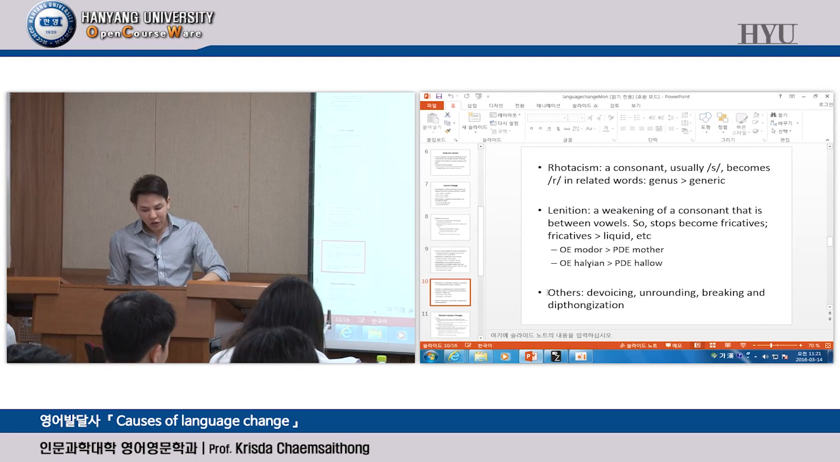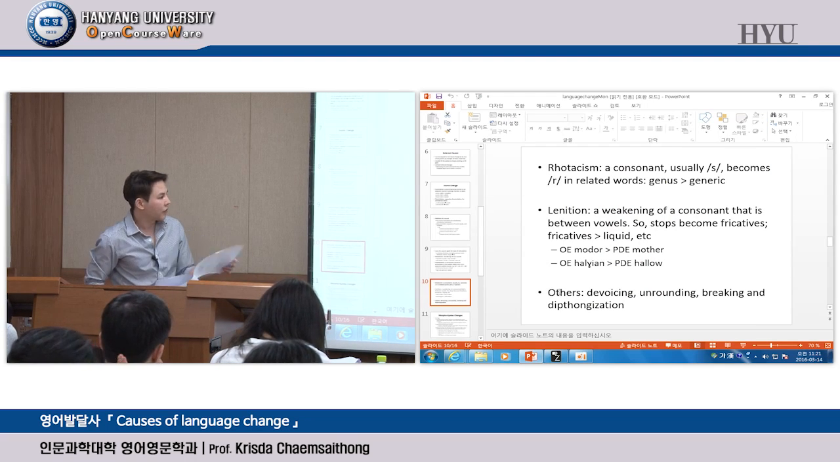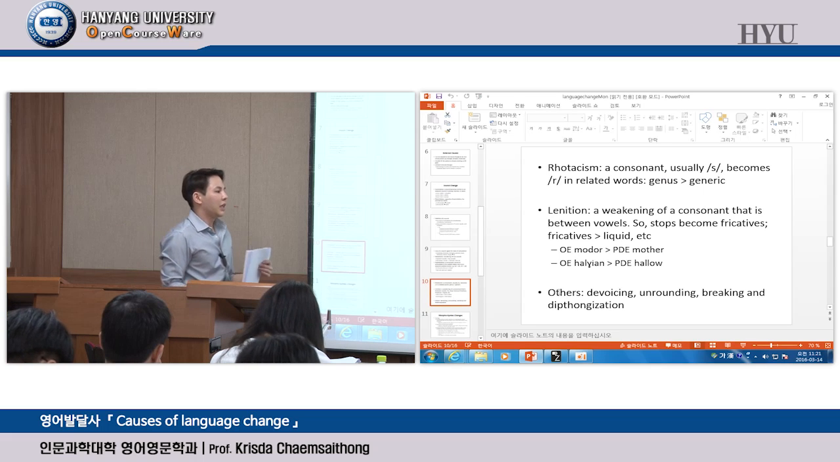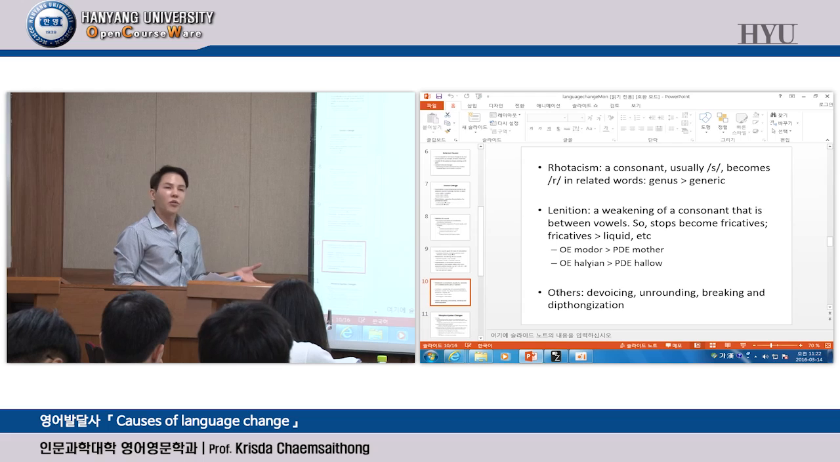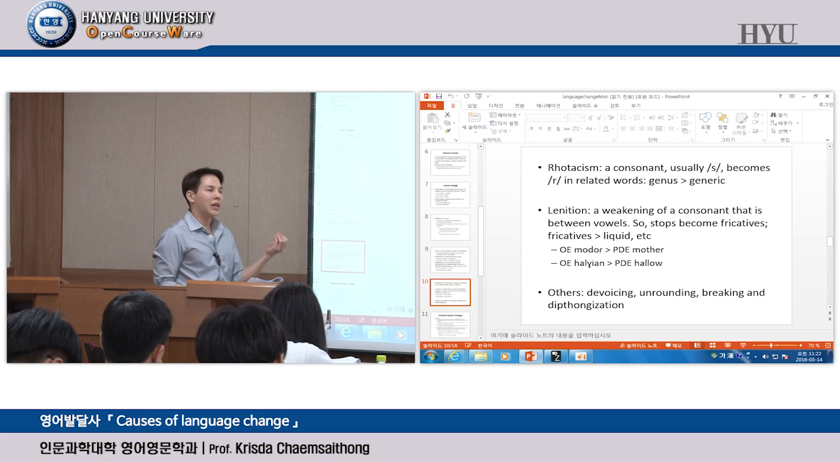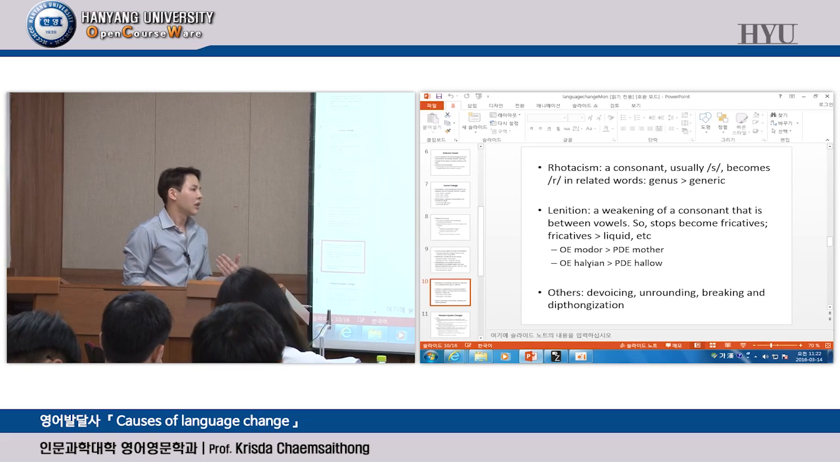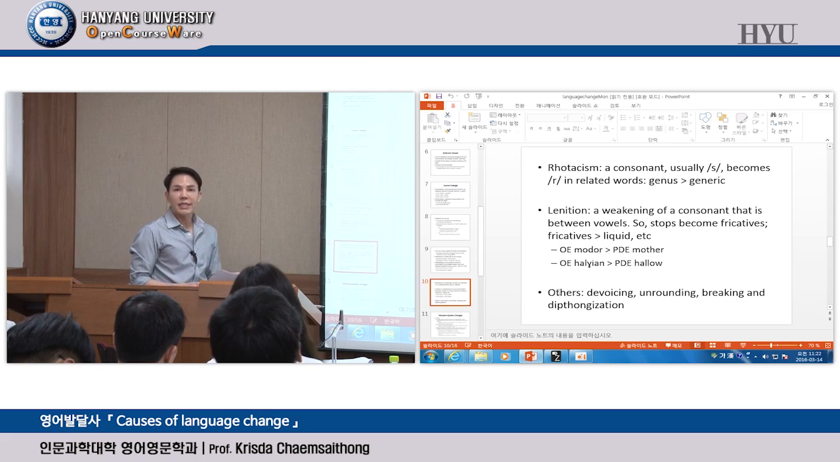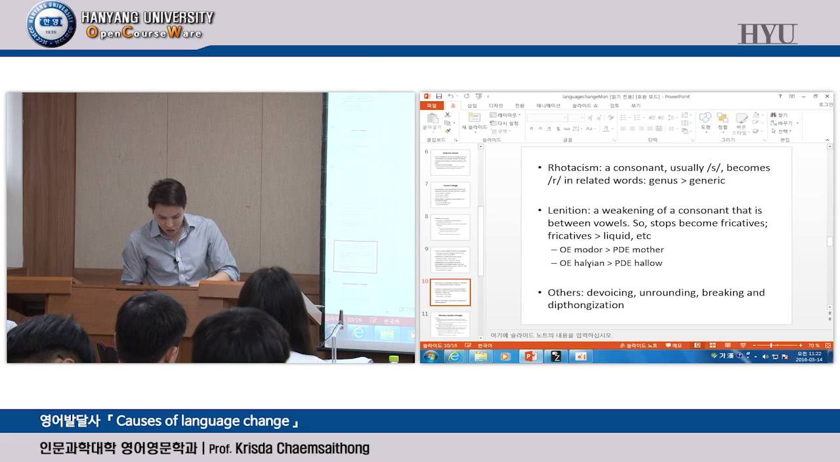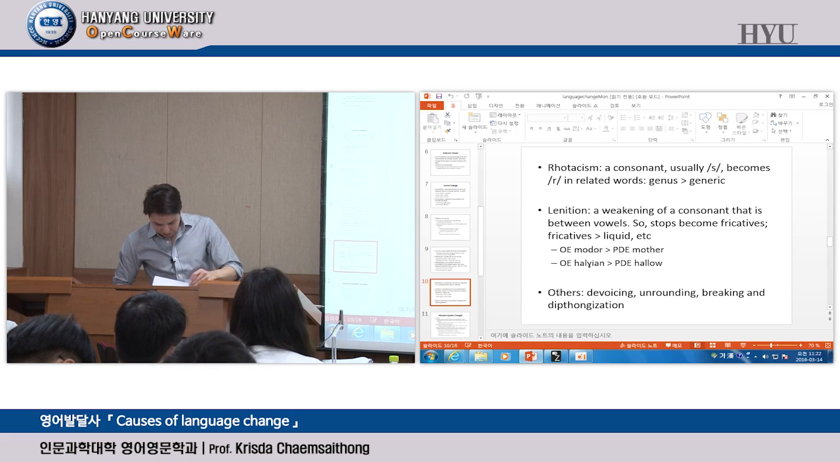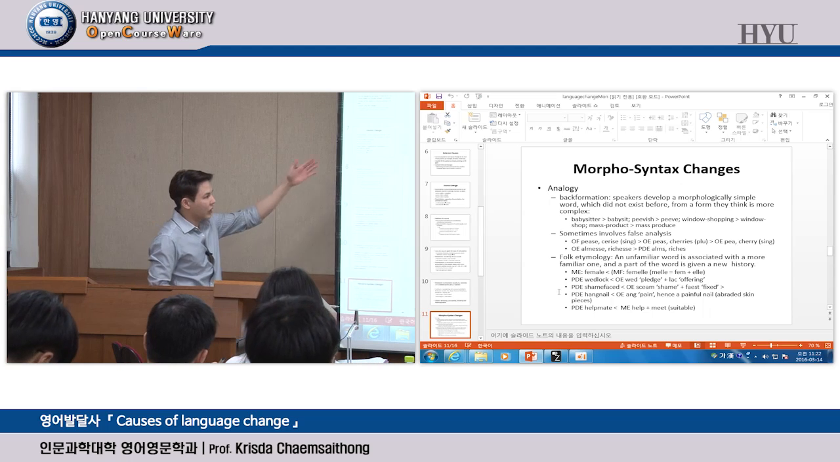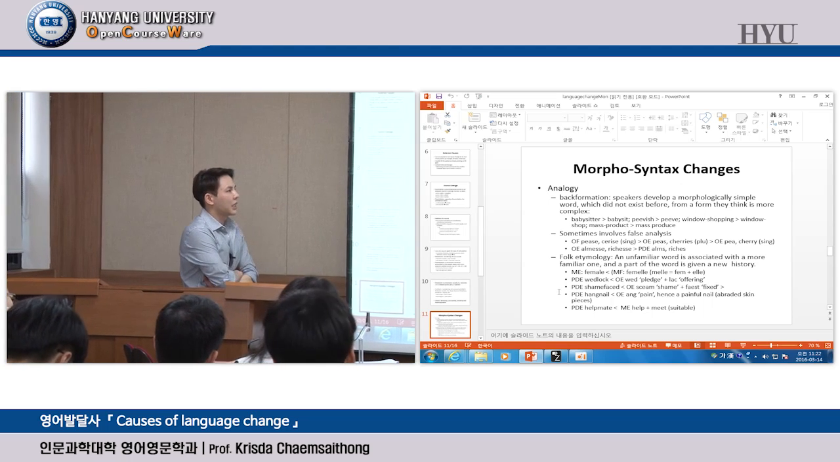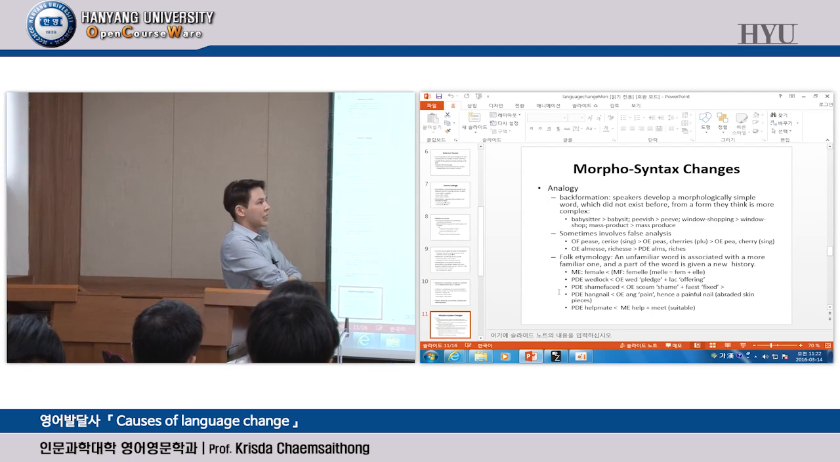And there are also other cases of sound change, like devoicing, when a sound loses its voicing quality, unrounding, when a sound becomes unrounded, breaking, and diphthongization. We'll see examples later. I want to get to the semantics today, so let's look at this before we do exercises.